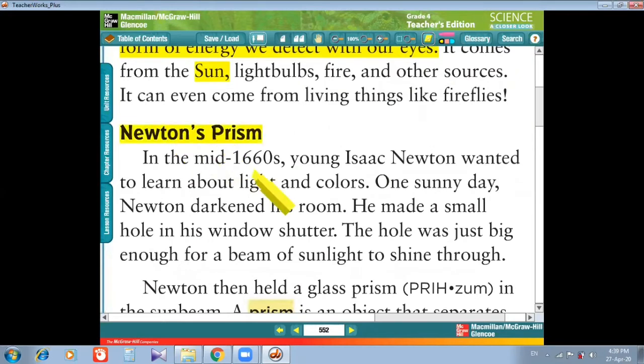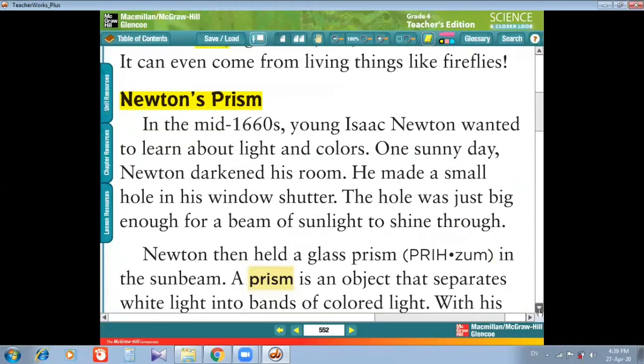Now we have Newton's prism. In the mid 1660s, young Isaac Newton wanted to learn about light and colors. So what did he do? One sunny day, Newton darkened his room. He made a small hole in the window shutter. The hole was just big enough for a beam of light to shine through, so that only a beam of light can enter the room.